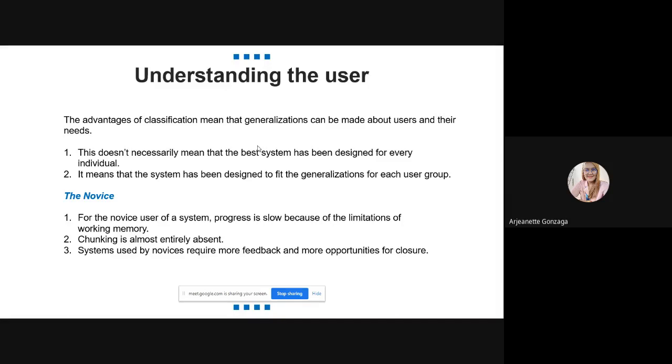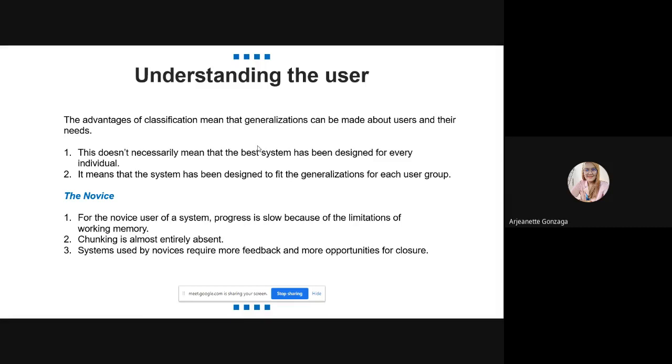And it means that the system has been designed to fit the generalizations for each user group. So, ibig sabihin, kapag maganda yung system mo, nagagamit siya even ng marunong sa keyboard and even ng hindi masyadong marunong sa keyboard.